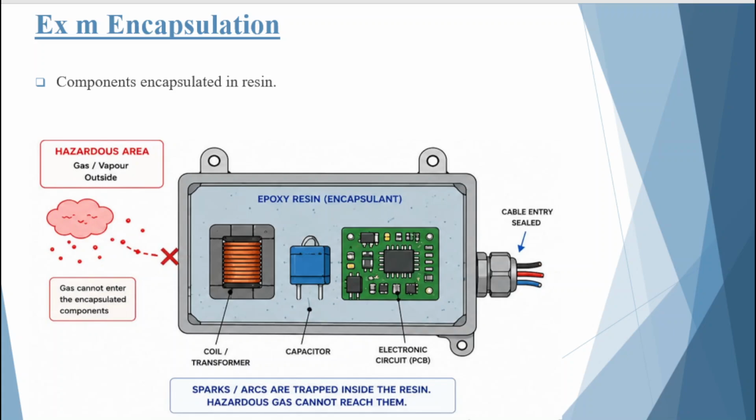transformers. One important point to remember is that encapsulated components are generally not repairable. If the internal electronics fail, the entire encapsulated unit is usually replaced rather than repaired, since removing the resin would damage the protection. To summarize, the principle of XM encapsulation is simple: completely seal the electrical components inside a protective resin so that the hazardous atmosphere can never reach the energized parts.